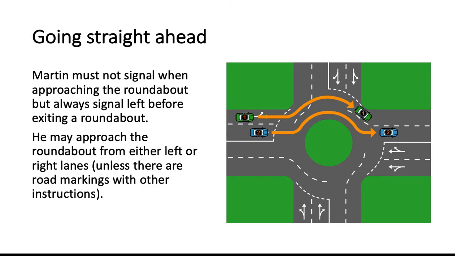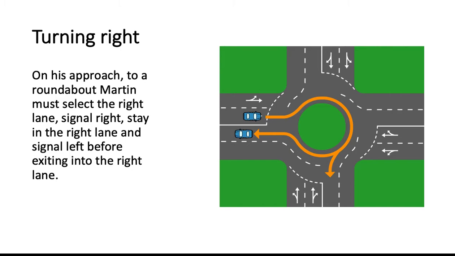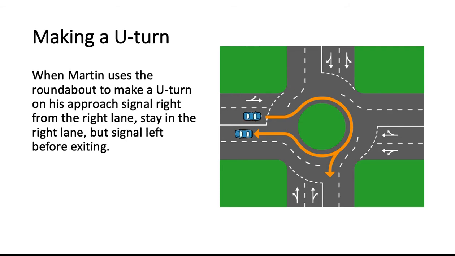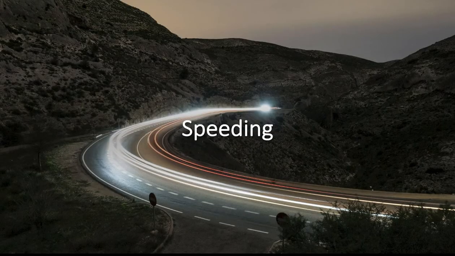Martin must not signal when approaching the roundabout, but always signal left before exiting the roundabout when going straight ahead. He may approach the roundabout from either left or right lanes unless there are road markings with other instructions. On his approach to a roundabout for a right turn, Martin must select the right lane, signal right, stay in the right lane and signal left before exiting into the right lane. Making a U-turn. When Martin uses the roundabout to make a U-turn, on his approach, signal right from the right lane, stay in the right lane, but signal left before exiting.